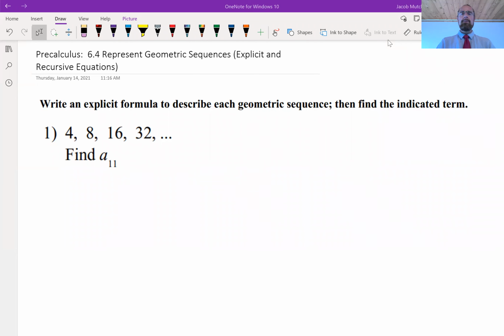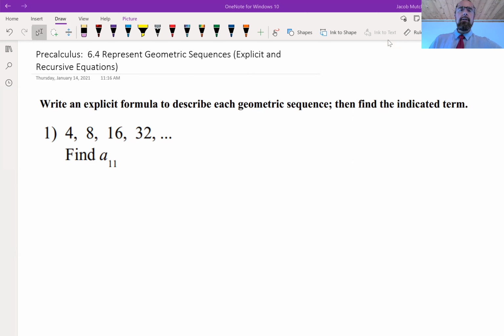Welcome to Pre-Calculus. Today we will investigate representing geometric sequences using both explicit and recursive equations. We'll take a look at 4 examples total, and then we'll use our equations to find some term in each geometric sequence. Our first example is this geometric sequence 4, 8, 16, 32. And we want to begin by writing an explicit equation to describe the sequence.